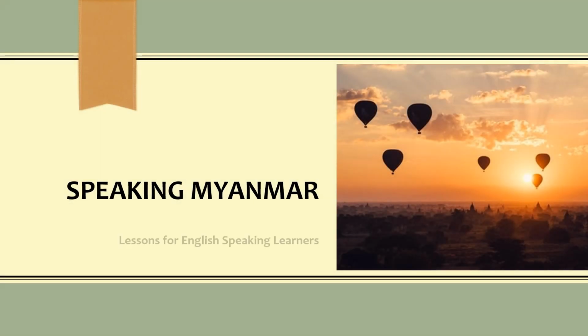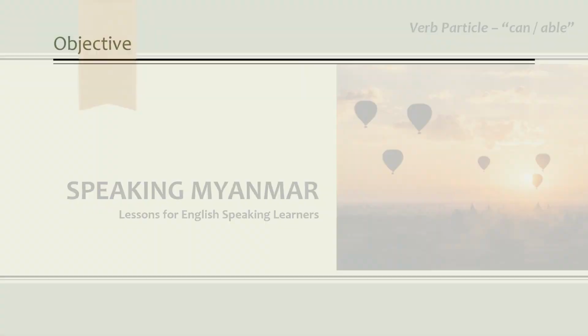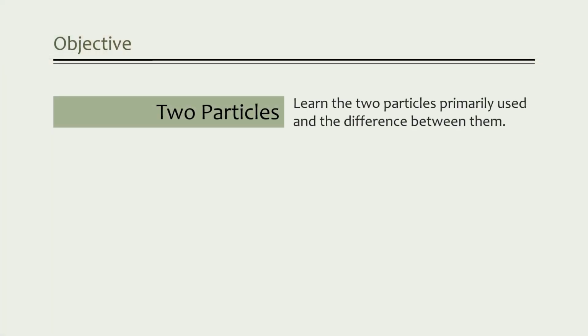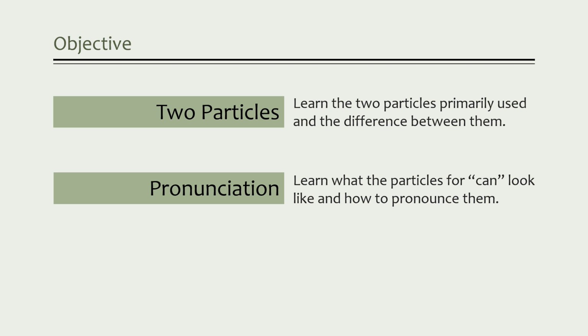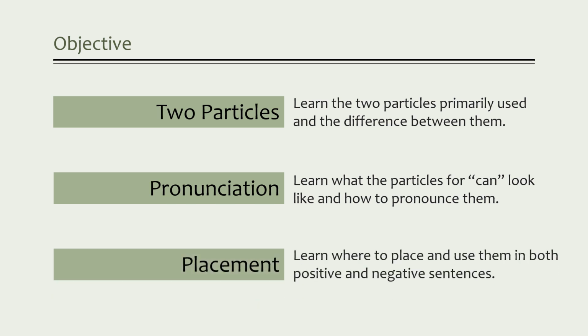Speaking Myanmar, lessons for English-speaking learners, the verb particle for can or able. In this lesson, you'll learn the two verb particles that mean can or able and the difference between the two. You'll learn what they look like, how to pronounce them, and I'll show you where they fit in a sentence. So let's get started.